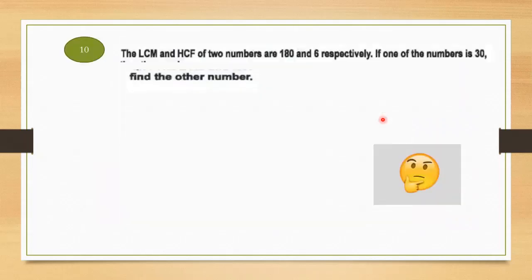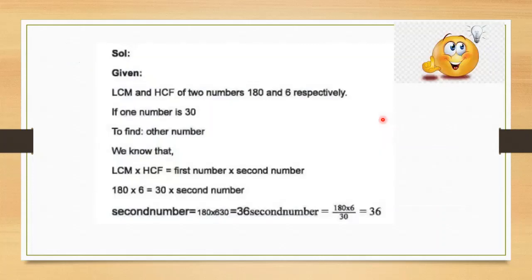The next one. LCM is 180, HCF is 6. One number is 30. What is the other number? Faster. So number 2 is equal to 180 into 6 upon 30. Take a click of the question if you are not able to write, because now I'll go fast. Hardly a few minutes left. 36 is the answer.